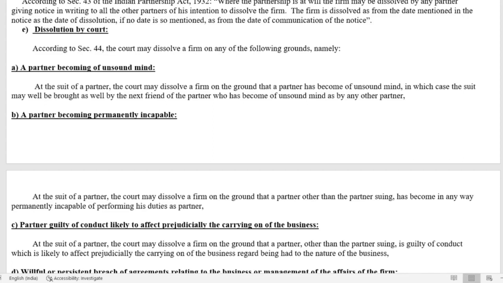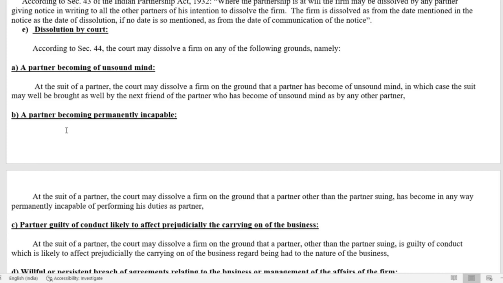Then we can see the next ground, a partner becoming permanently incapable. That means a permanent incapacity is the second instance where the court may order the dissolution of the partnership firm. That is, when any partner has become permanently incapable of performing his duties as a partner.